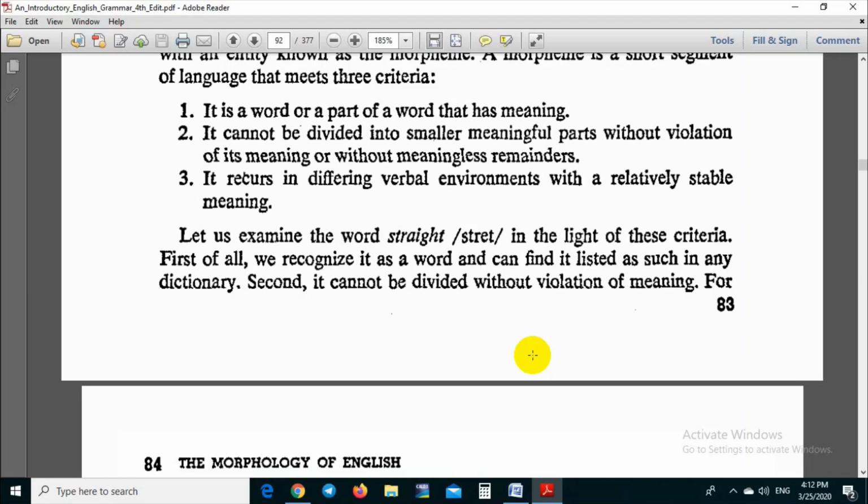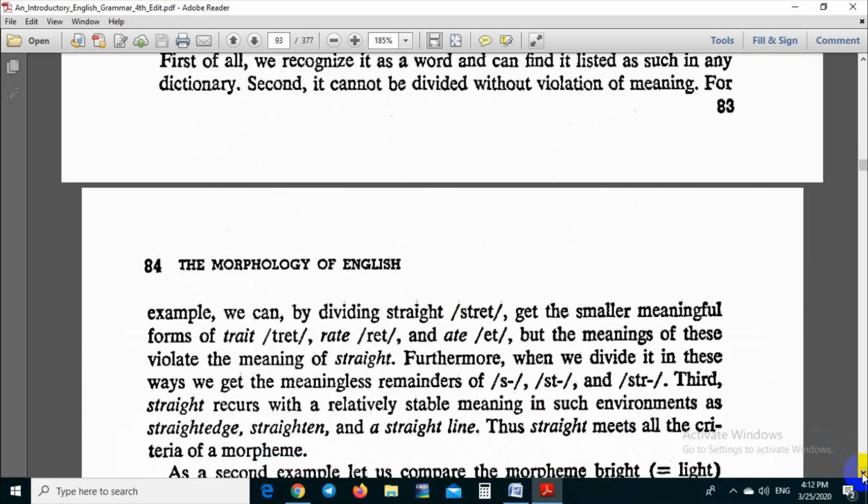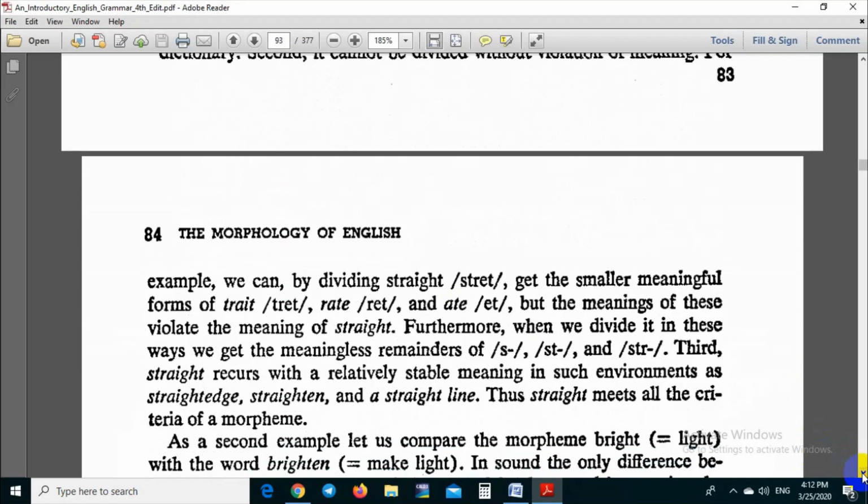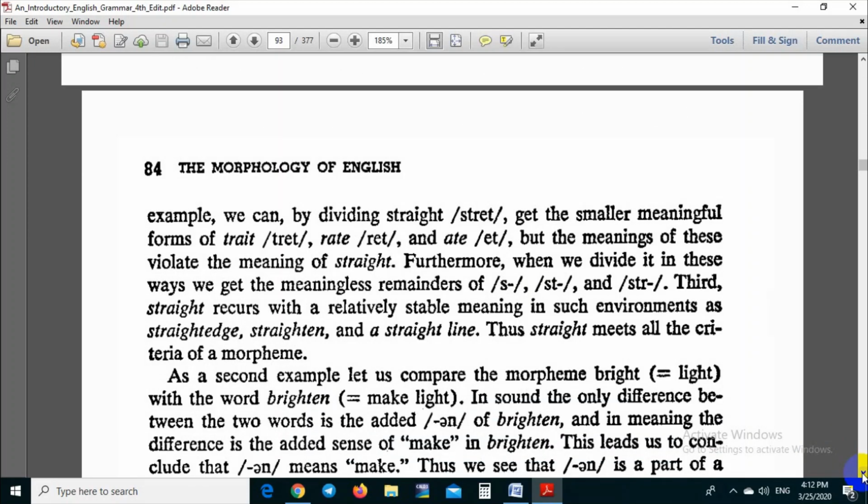Second, it cannot be divided without violation of meaning. So if we divide this word, for example, into st and ret, there will be a violation of its related meaning. By dividing straight we can get smaller meaningful forms such as ret and et, but the meanings of these violate the meaning of straight. So the meaning of these parts will violate the meaning of straight itself. It is not related meaning again. So we cannot divide it into smaller parts. So it is a morpheme. Furthermore, when we divide it in these ways, we get the meaningless remainders of se, te, re, etc.